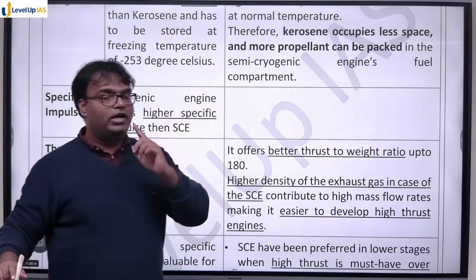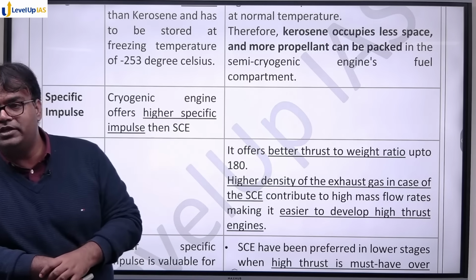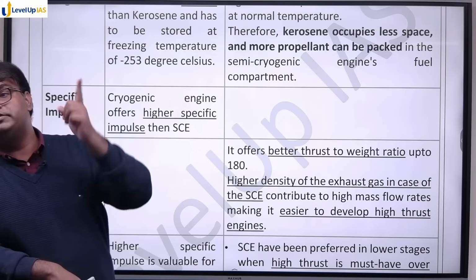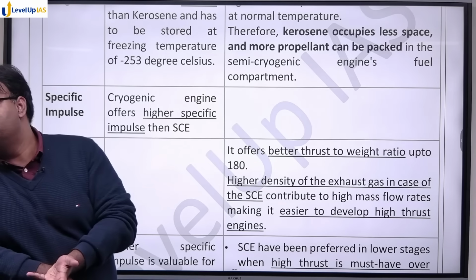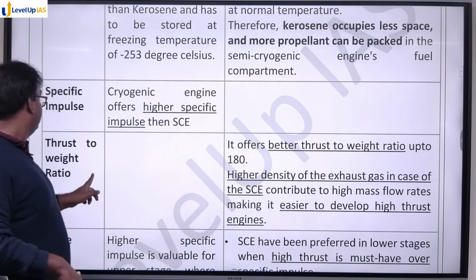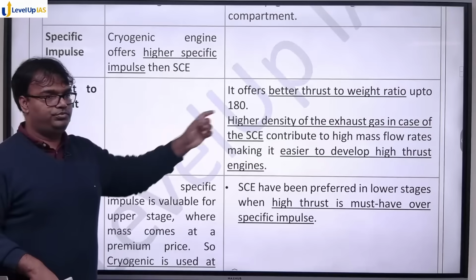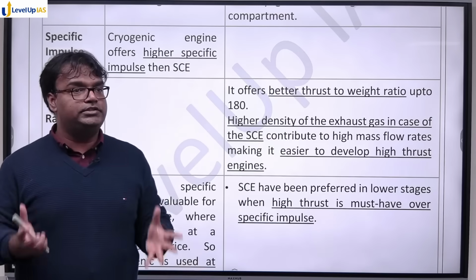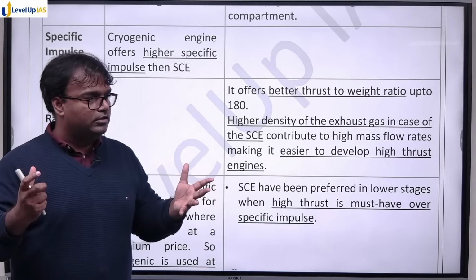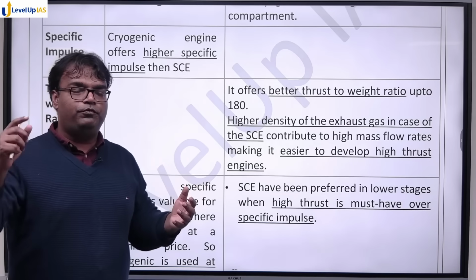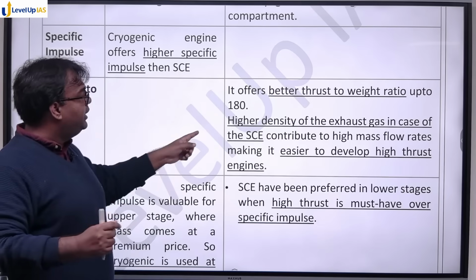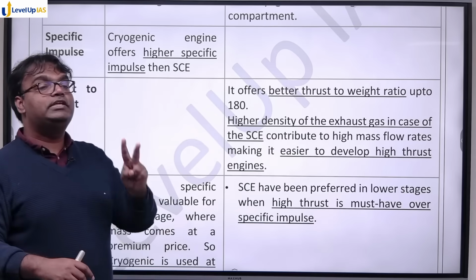Now please note, if the cryogenic engine has higher specific impulse, then at the upper stage what would be used? Cryogenic engine. But semi-cryogenic has better thrust to weight ratio. That is, at the start you need a lot of energy, a lot of force. For a long time it may not be able to provide, but it will provide a lot of thrust, and thus it is expected to replace the second stage.